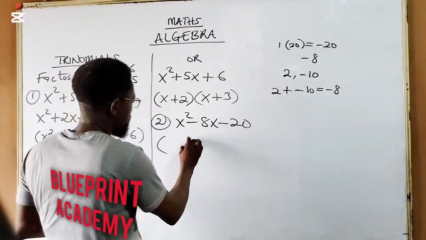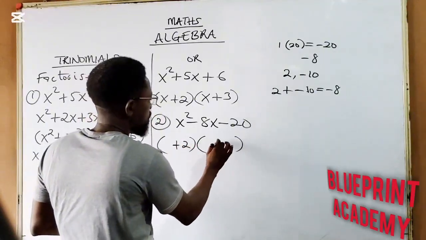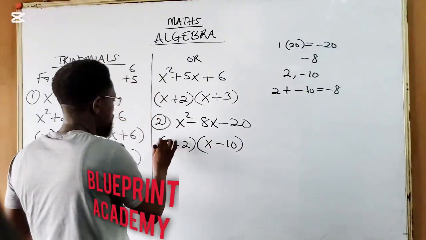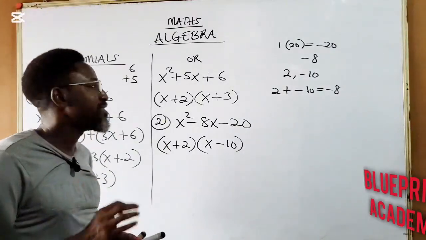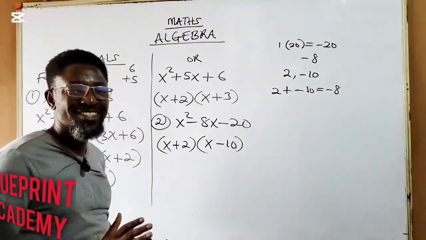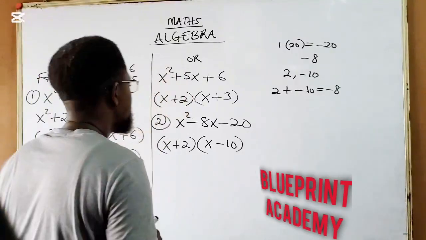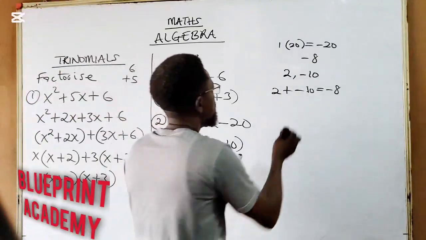So I'll open the two brackets now. I'll put plus 2 and I'll put minus 10. I bring x here and I bring x. So that is the answer to that particular question. Like I said, it is not something difficult. Let's see the next question.